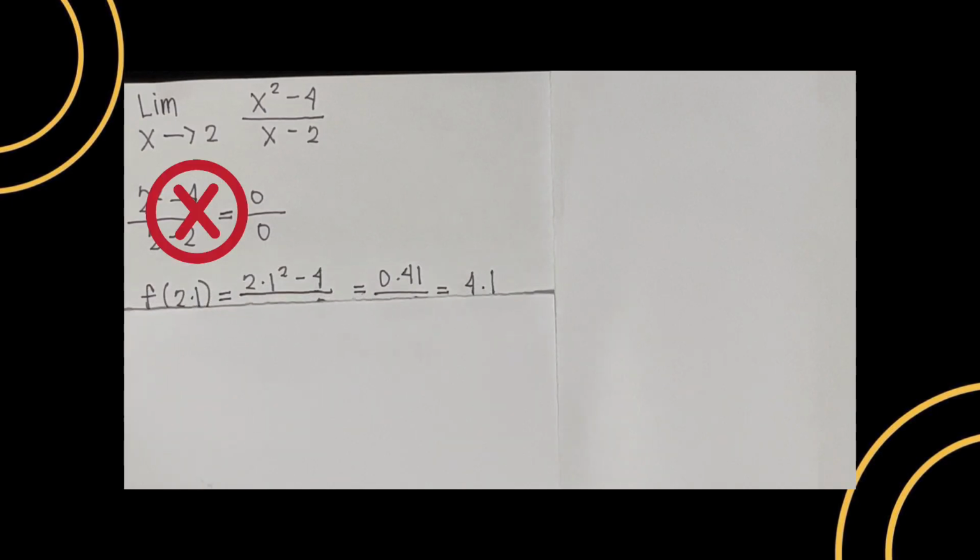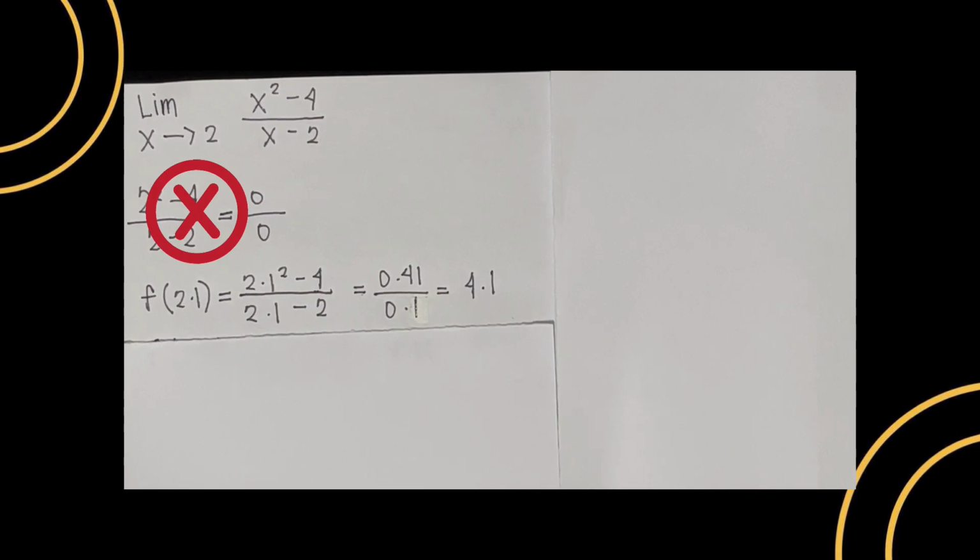Sometimes you can find the limit by plugging in a value that's close to 2. You want to plug in a number that's close to 2 but not exactly 2. So for example, let's call this f of x. Let's calculate f of 2.1 and see what's going to happen. 2.1 squared minus 4 is 0.41. 2.1 minus 2 is 0.1. So this is going to be 4.1.